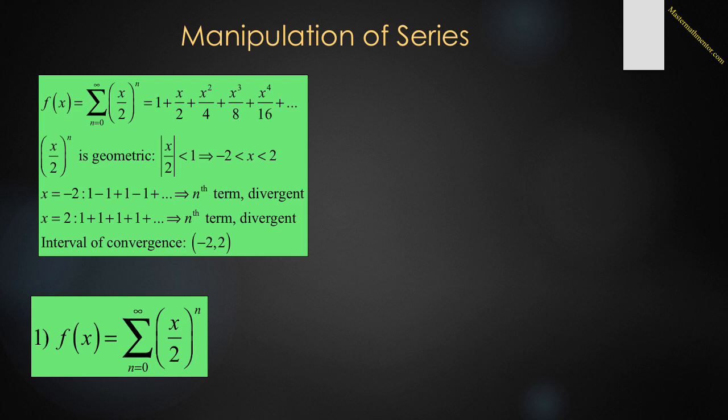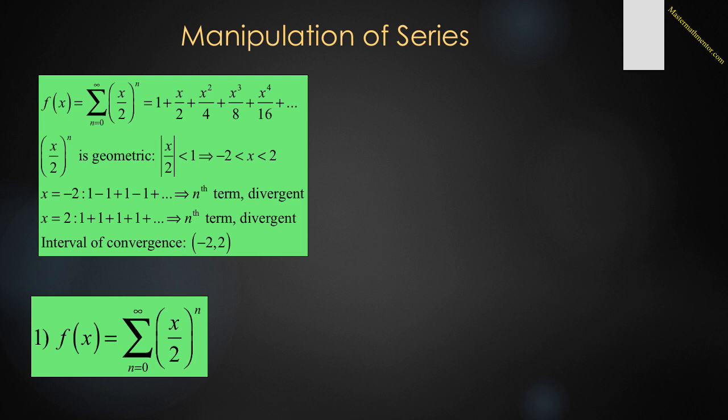When we expand our series, we get 1 plus x over 2 plus x squared over 4 plus x cubed over 8 plus x to the 4th over 16 plus dot dot dot. This is geometric, x over 2 raised to the n, and the absolute value of x over 2 has to be less than 1 for convergence, meaning that x must be between negative 2 and 2. So the radius of convergence is 2.